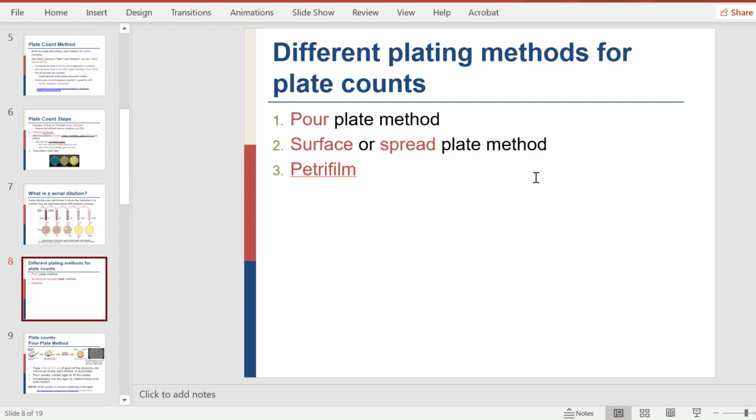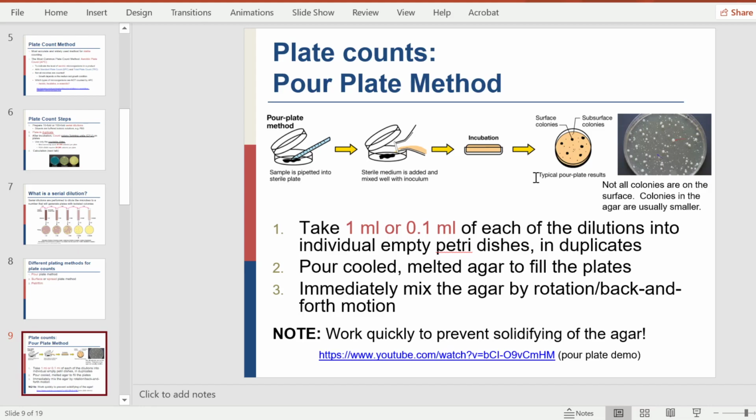Now, we have a few different plating methods for plate counts. They're all pretty much going to be using these serial dilutions, unless you're taking directly from your inoculum. But they're going to have slightly different procedures for how we perform the test and then record the results. So, the pour plate method involves placing your inoculum into the liquid medium.